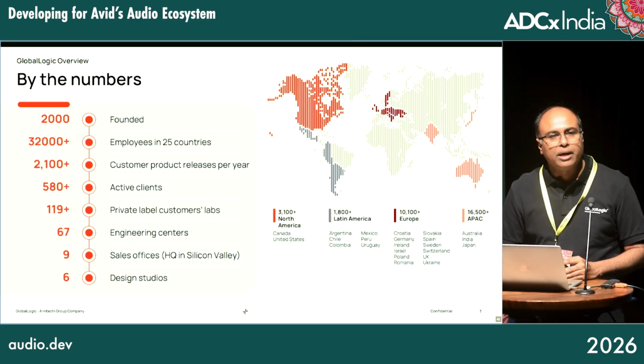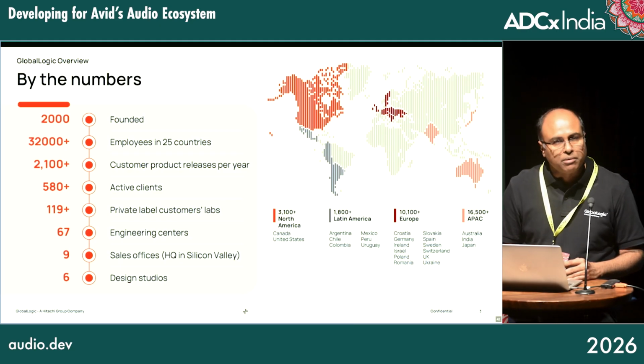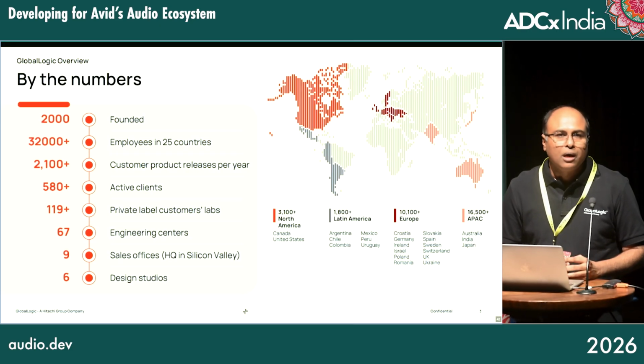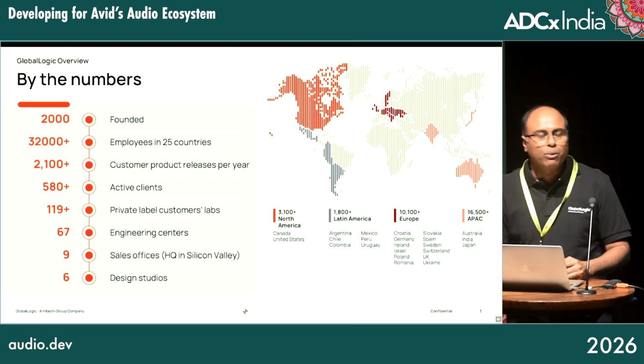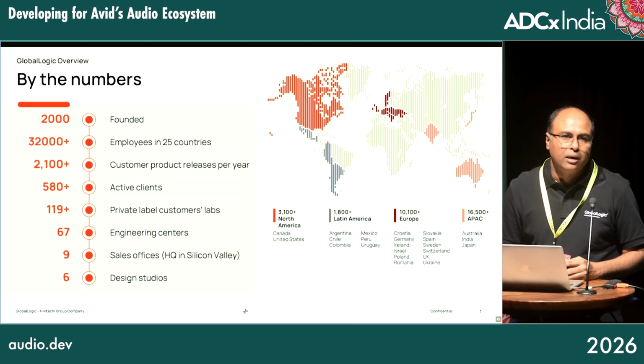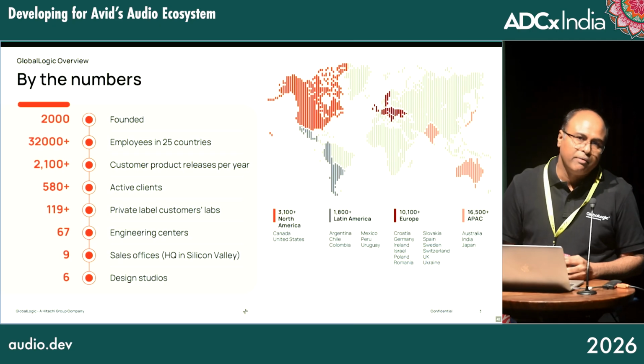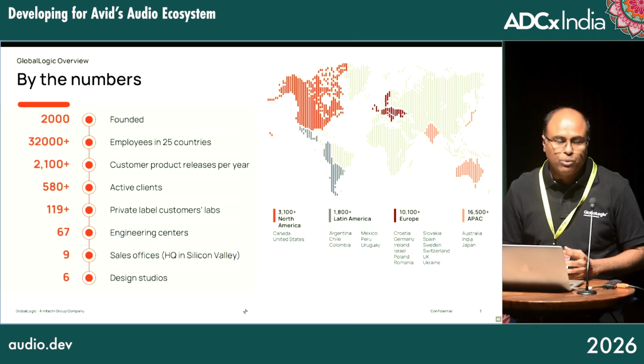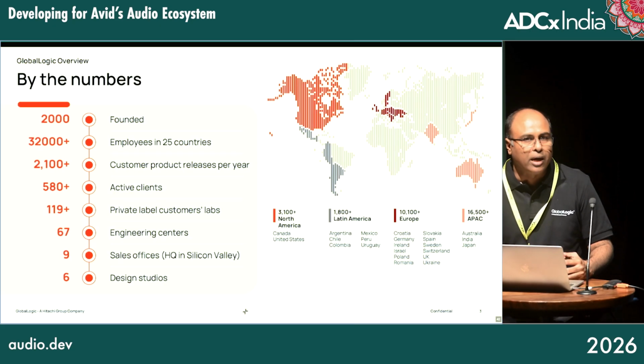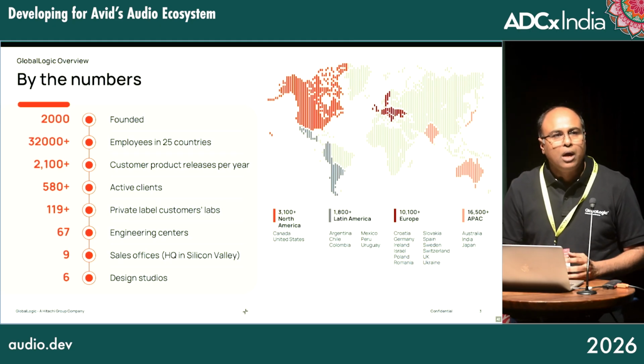More than 32,000 employees all over the world, with half of them in India, working with a lot of customers, private label customers, public limited companies, all of them. Avid is one of these 119 private label customers we work with, and we have built an engineering lab for Avid. I'll talk about more of that towards the last, but this is who we are. We have an office in Bangalore, and we have 5 or 6 centers all over India working for all these customers.